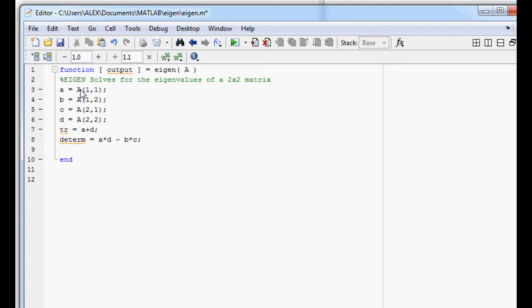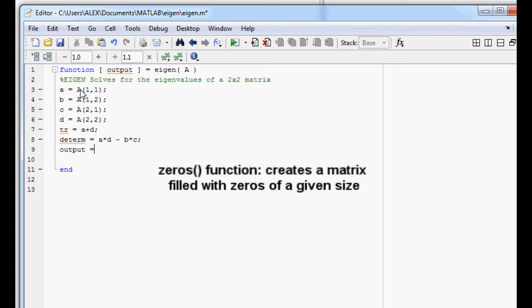Now we will allocate the memory for the output. While this is not a necessary step, it will provide insight into pre-allocation of memory for variables. One standard way of allocation is to simply fill it with zeros, and since we know our output will be a 1x2 matrix, 1 row by 2 columns, we type the following: output equals zeros(1,2).